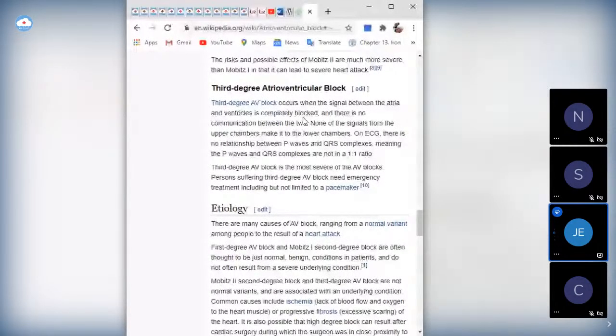On ECG, there is no relationship between P waves and QRS complexes, meaning the P waves and QRS complexes are not in a ratio of 1:1. Third degree heart block is the most severe of the AV blocks. A person suffering complete heart block needs emergency treatment, including but not limited to insertion of a pacemaker.